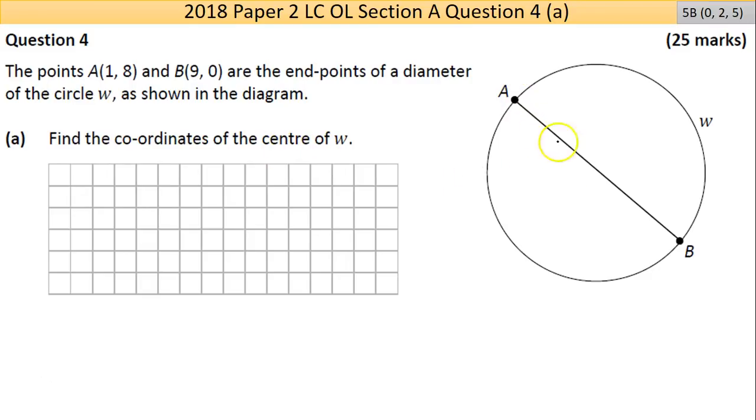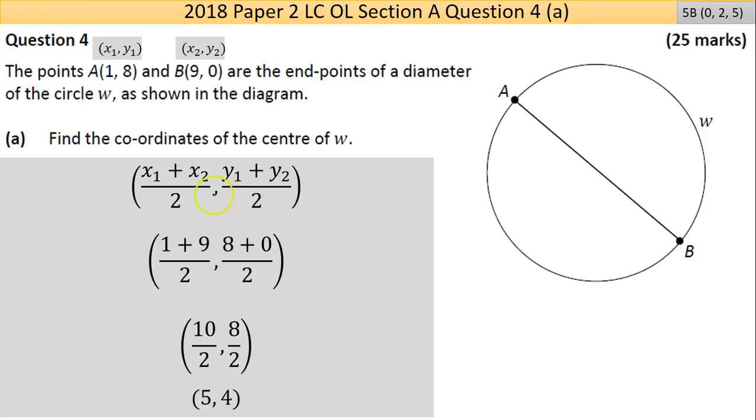So we have the two endpoints of the diameter. So the midpoint of those 2 points will be the center. Let's go straight to the answer here. I've labeled the 2 points here, x1, y1, x2, y2. I've also written in the formula, and I'm just making sure that I put the points in the right place. So instead of x1, you have 1. Instead of x2, you have 9. Instead of y1, you have the 8 here. And instead of y2, you have the 0.